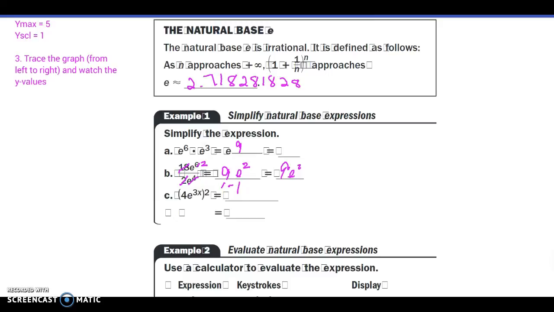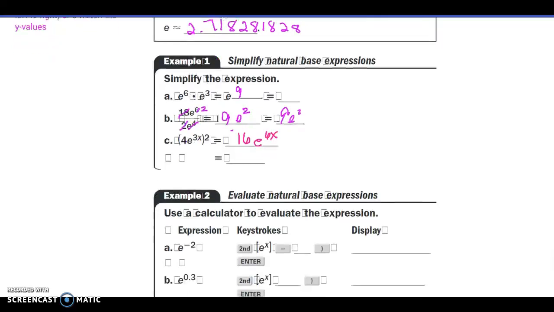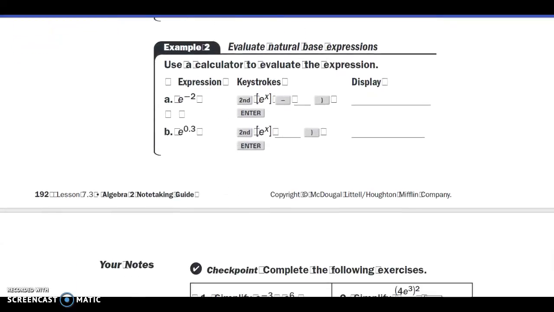Okay, and then the last one, why don't you pause and see if you can figure it out on your own. Okay, so we just applied the 2 to each factor, so 4 squared is 16, and e to the 3x squared, we just multiply 3x times 2 and get 6x. So that's all old news. We know how to do that stuff.